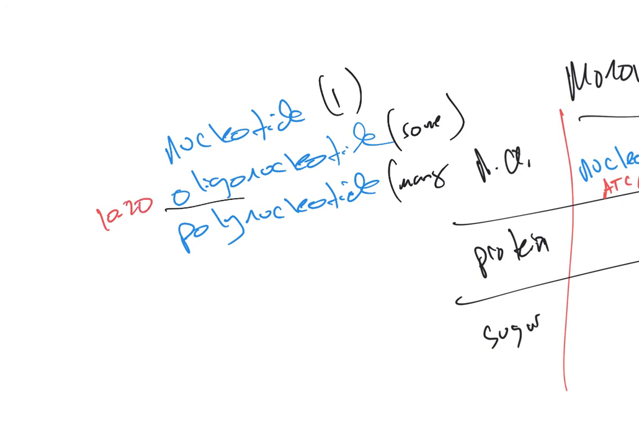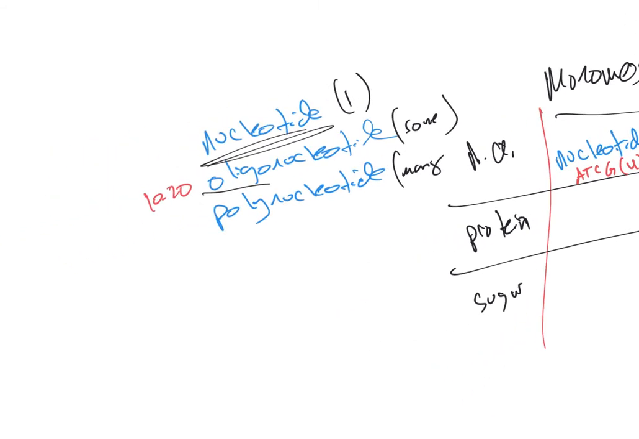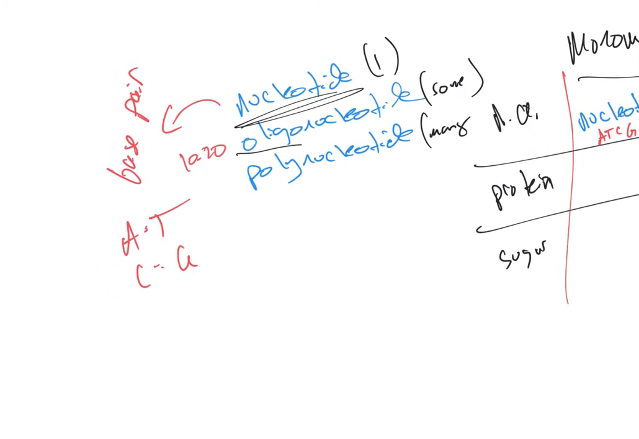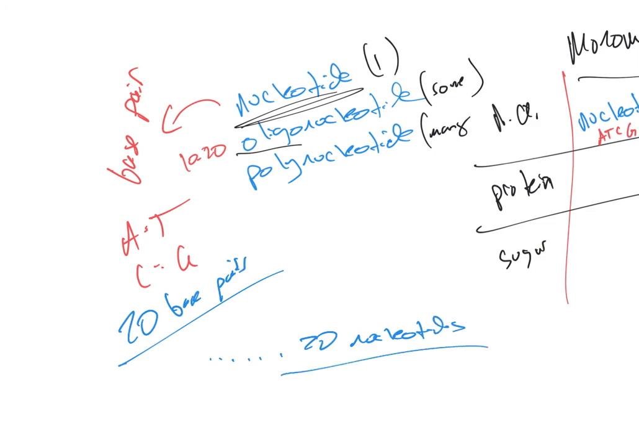Now, when they say nucleotide, they might also say base pair. Now, if you remember your DNA, A pairs to T, C pairs to G. So if I say a molecule has 20 base pairs, that means there's 20 nucleotides. It's not 40. Okay, so nucleotide, oligonucleotide's bigger, polynucleotide is even bigger.